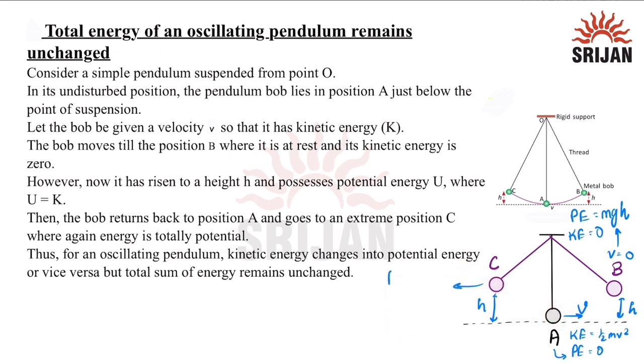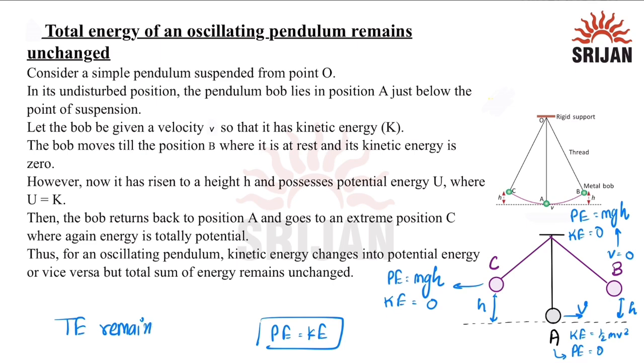Let me again write this for you. Here, potential energy would be mgh and kinetic energy would be 0. But as you can see, numerically, the value of this kinetic energy and potential energy are the same. Numerically, potential energy is equal to kinetic energy in this particular condition. So I can say that in this condition as well, total energy remains unchanged. Total energy, or the sum of all energies, remains unchanged.